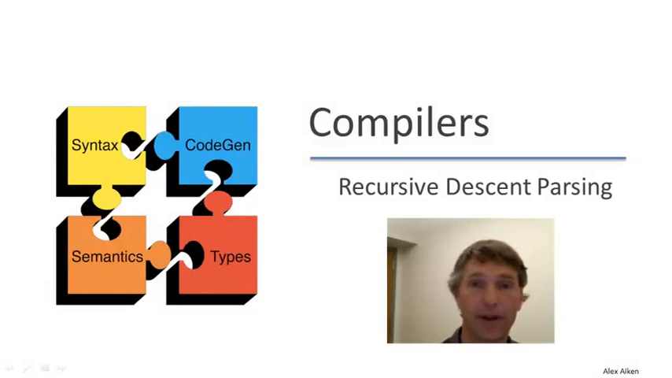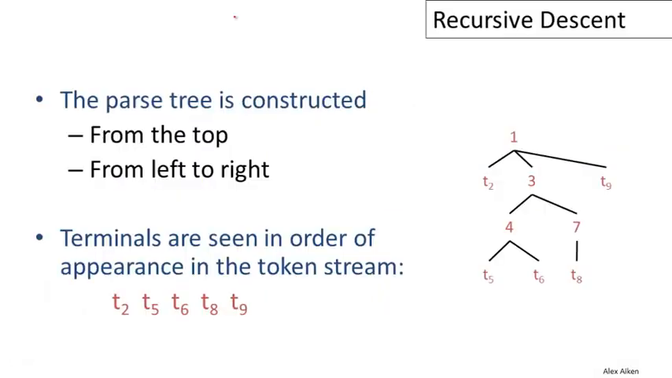In this video, we're going to talk about our first parsing algorithm, recursive descent parsing. So recursive descent is what is called a top-down parsing algorithm. And you might suspect that there are also bottom-up parsing algorithms, and there are indeed such things, and we'll be talking about them later. But in a top-down parsing algorithm, the parse tree is constructed from the top, so starting with the root node, and from left to right. And so the terminals then will be seen in the order that they appear in the token stream.